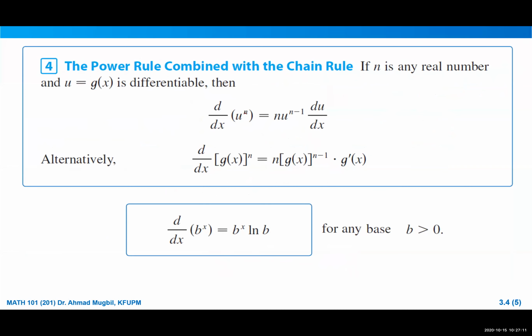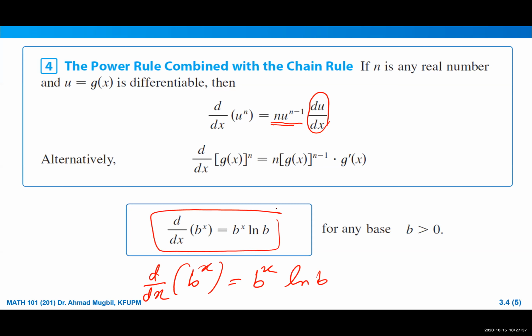Similarly, for the power, when you have u to the power n, you will differentiate it as usual. What you will do more is multiply by the derivative. We know that the derivative of e to the power x is itself. Indeed, if you have another base other than e, like a or b, it will be the same, but you need to multiply by the ln of b. We used the chain rule to prove this, and you just need to recall it and add it to your table of derivatives.